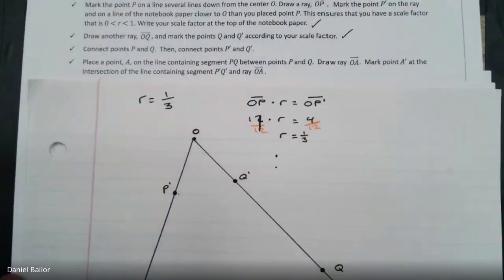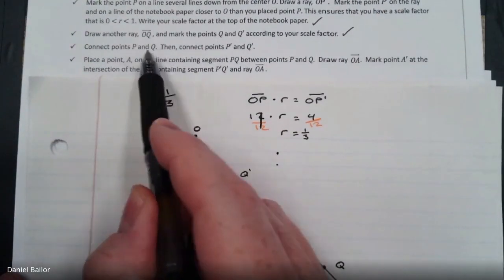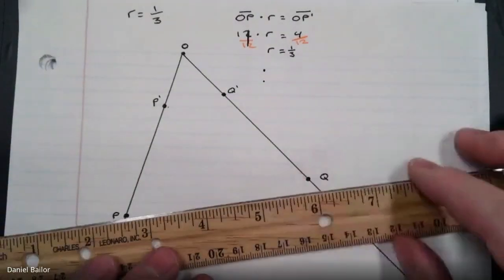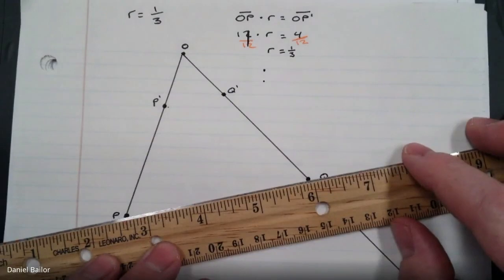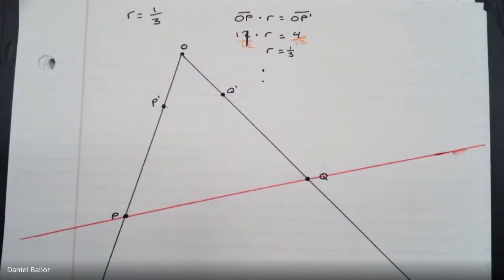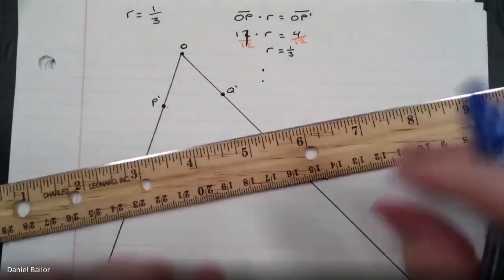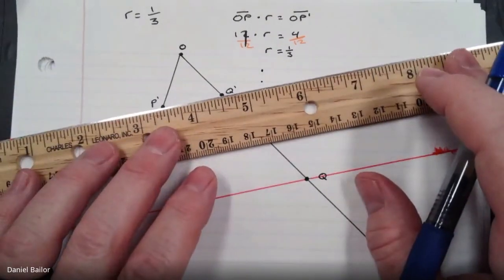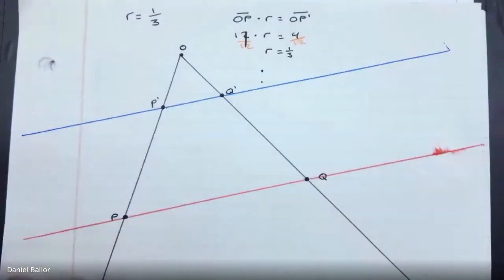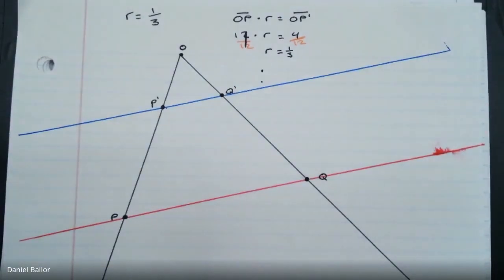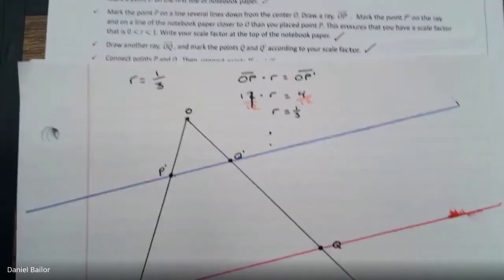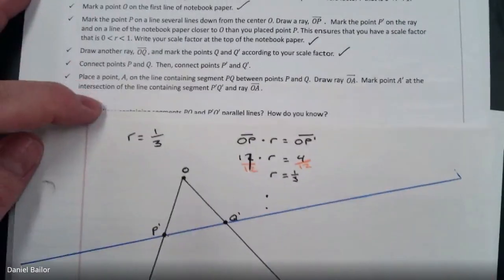And then now I need to connect P and Q and connect P prime, Q prime. So let's connect P and Q. Let me use a different color. I'll use red. There we go. And let me connect P prime and Q prime, the images. I'll use blue. There we go. So now they are connected. So I did that. Check.